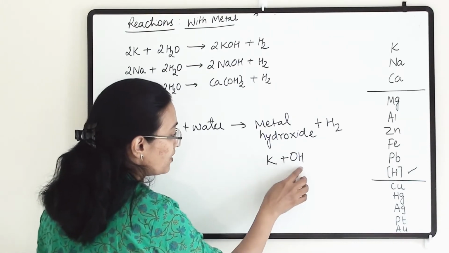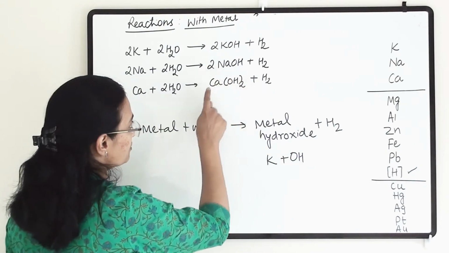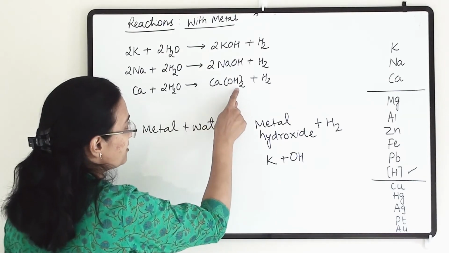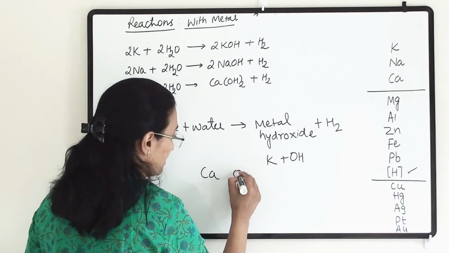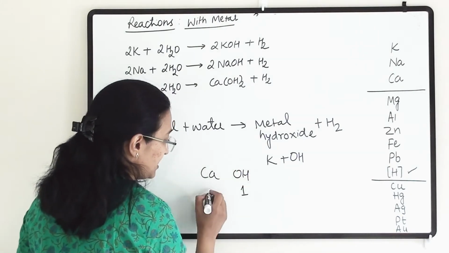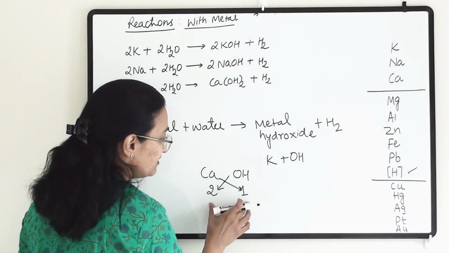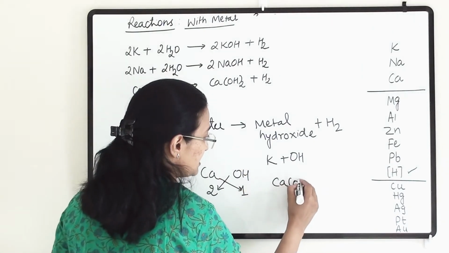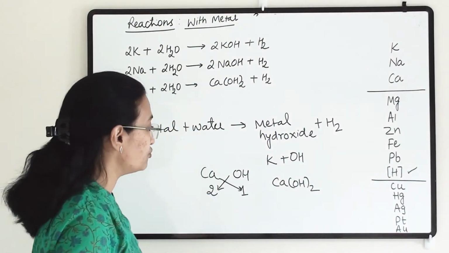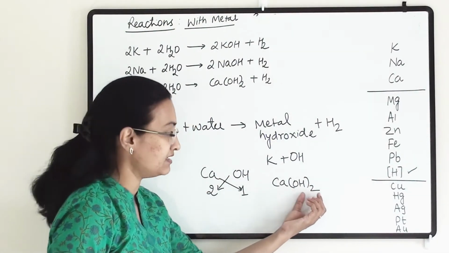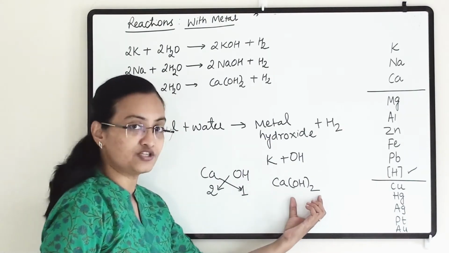So here KOH, that is potassium hydroxide, here it is NaOH, sodium hydroxide, and this is calcium hydroxide, Ca(OH)2, because we know that OH's combining capacity is 1 and calcium's combining capacity is 2. So via the crisscross method we will get the molecular formula, that is Ca(OH)2. Since OH is a polyatomic ion, we have to place OH in brackets and write 2 outside the bracket. So that is Ca(OH)2.